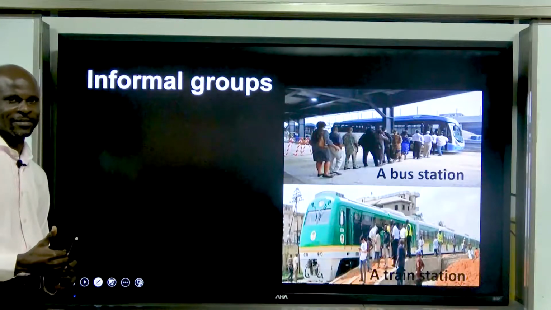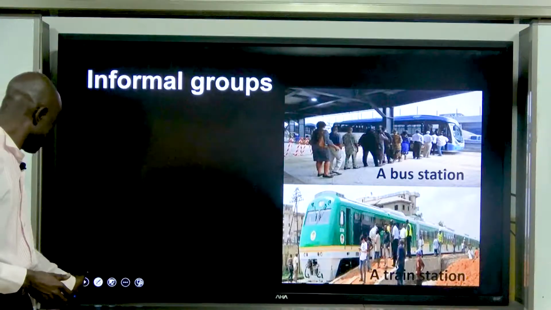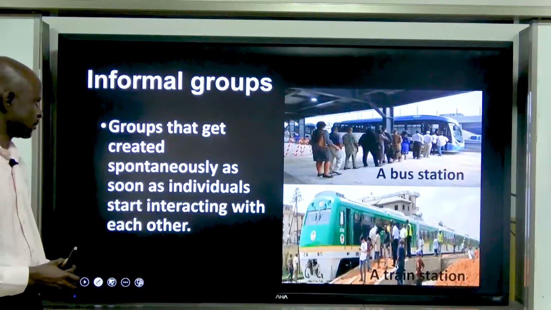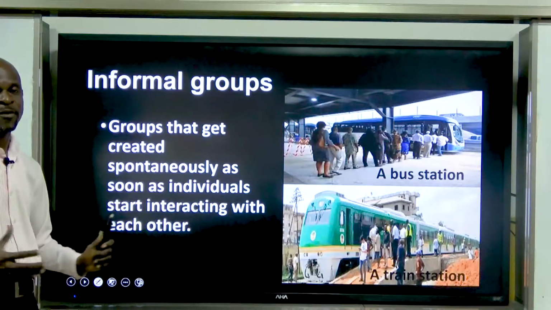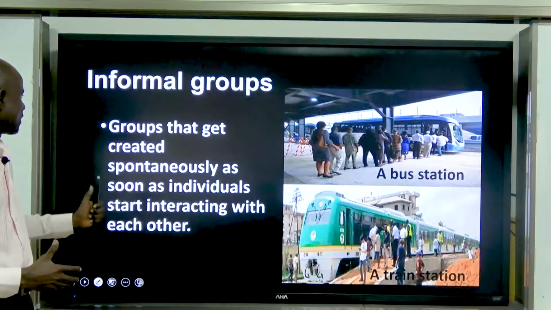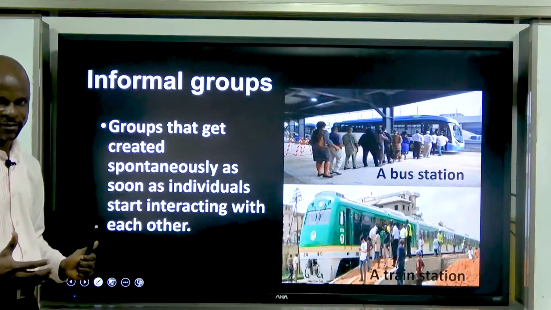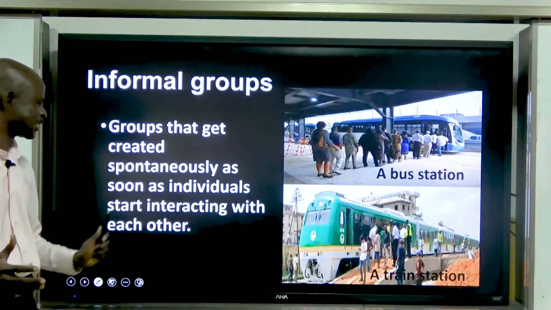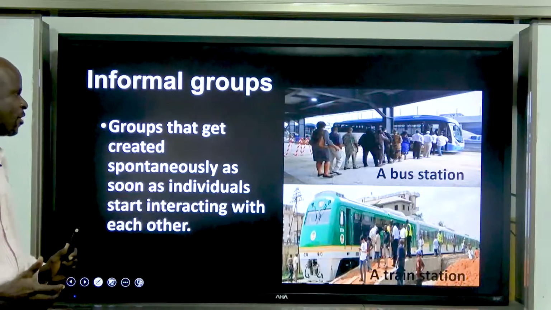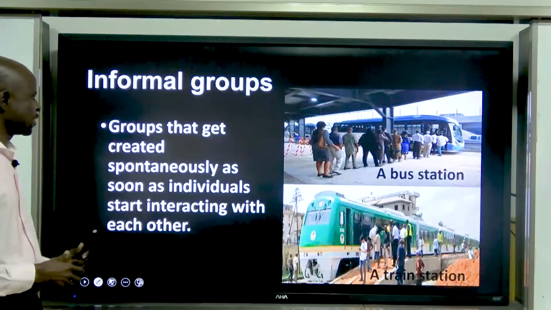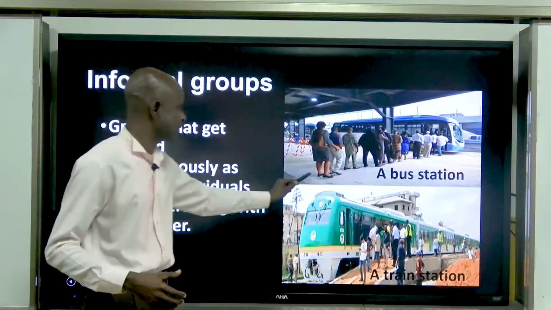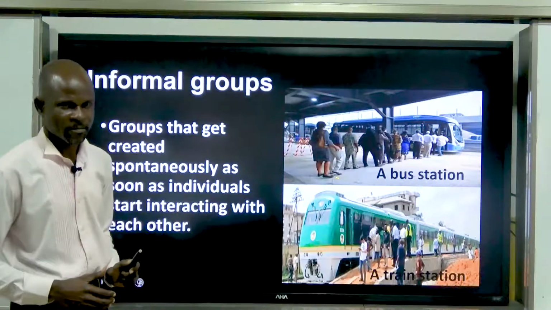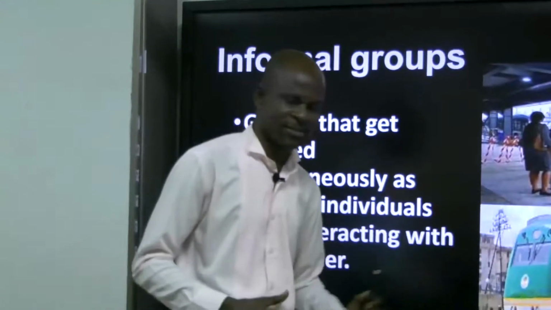If we have formal, there will be informal. Therefore, we have informal groups also. What are informal groups? Just like you have heard, a group of people that just come together. The group is created spontaneously, without preparation, as soon as individuals start interacting with each other. Example of such a group is the set of passengers at a bus station or passengers at a train station.